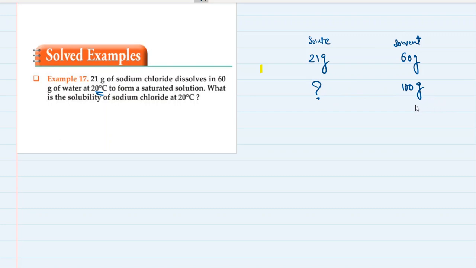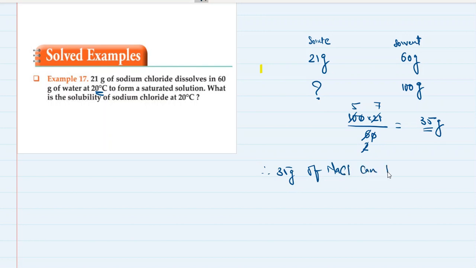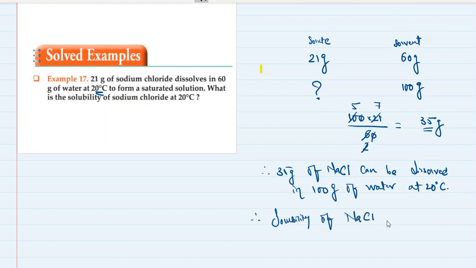You know unitary method, right? Yeah. So what we do now, 100 multiplied by 21 divided by 60. 3 2s are 6, 7s are 2, 5s are... So the answer is 35 grams. So 35 grams of sodium chloride can be dissolved in, please note it down, 100 grams of water at 20 degrees Celsius. Therefore, solubility of sodium chloride is 35 grams. That's it. This is the answer.